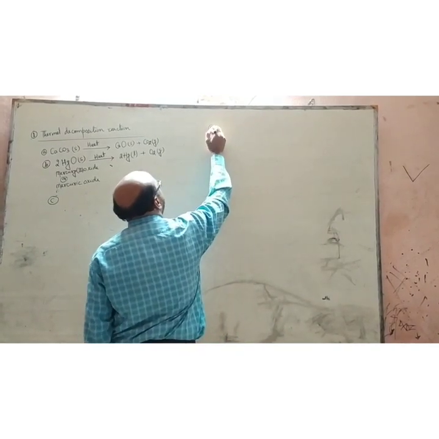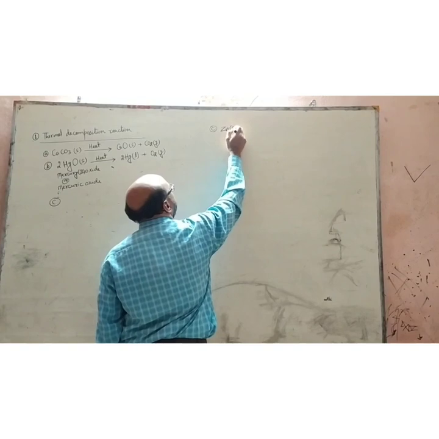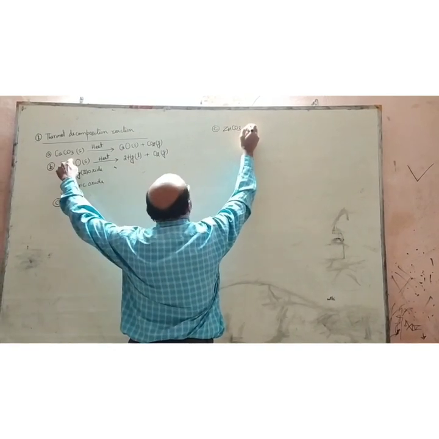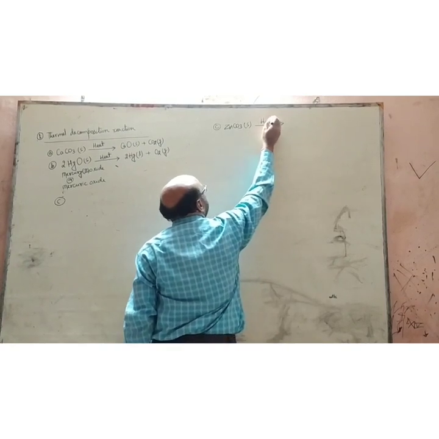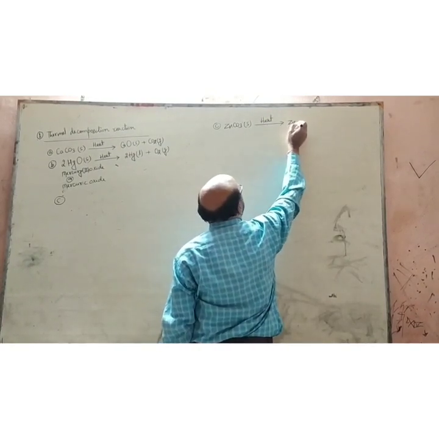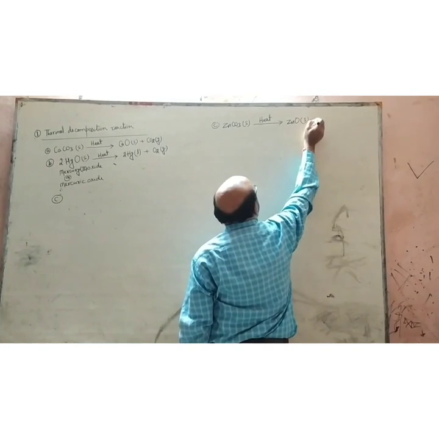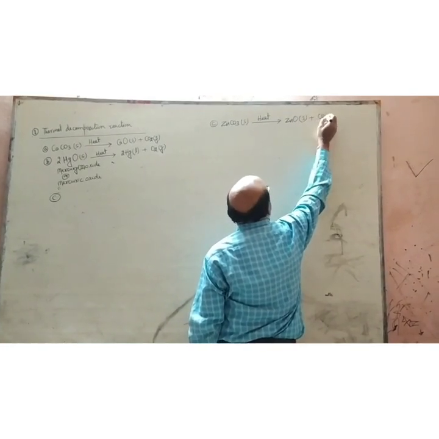Third example is ZnCO3, like CaCO3. On heating, it gives ZnO and carbon dioxide gas.